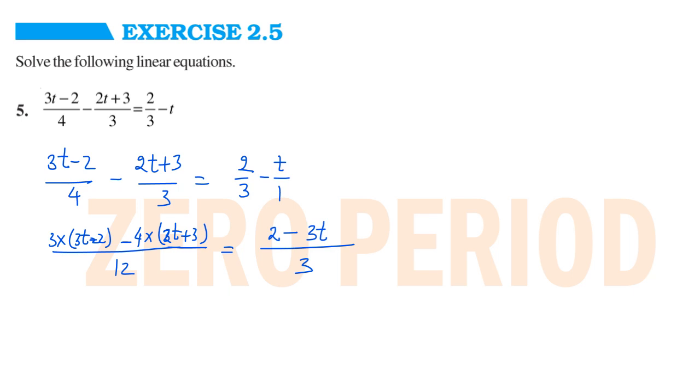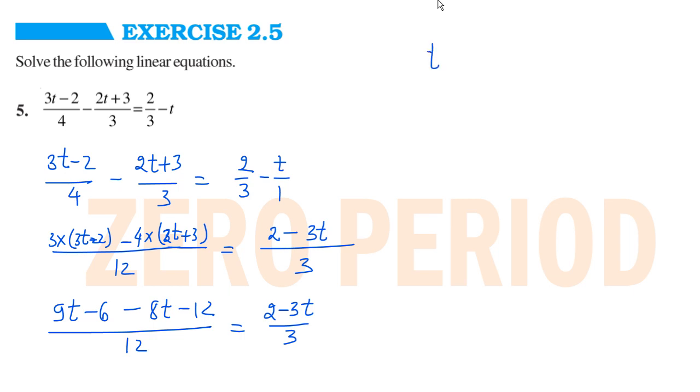Then open the brackets and simplify the terms. 3 threes are 9t and 3 twos are 6, and here it should be 4 twos are 8t, and this is a minus sign, so it becomes minus, minus into plus, and 4 threes are 12. This is the numerator part, and the denominator is only 12, and 2 minus 3t upon 3. Now simplify your numerator. 9t minus 8t is t only, and minus 6 and minus 12 is minus 18 upon 12, is equal to 2 minus 3t upon 3.